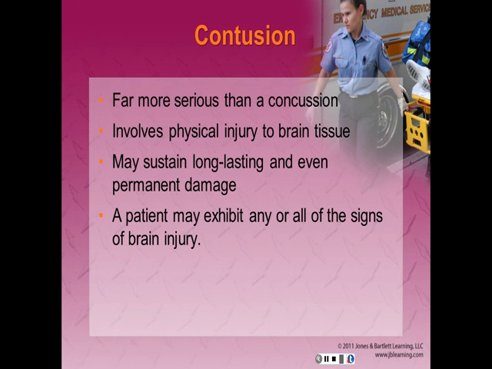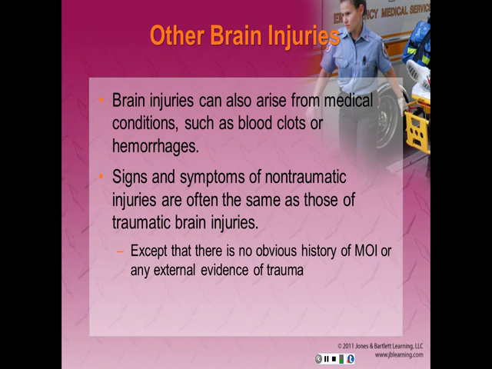Contusion. Like any other soft tissue in the body, the brain can sustain a contusion or bruise when the skull is struck. It is far more serious than a concussion. It involves physical injury to the brain tissue. It may produce long-lasting and even permanent damage, and a patient who has sustained a brain contusion may exhibit any or all of the signs of brain injury.